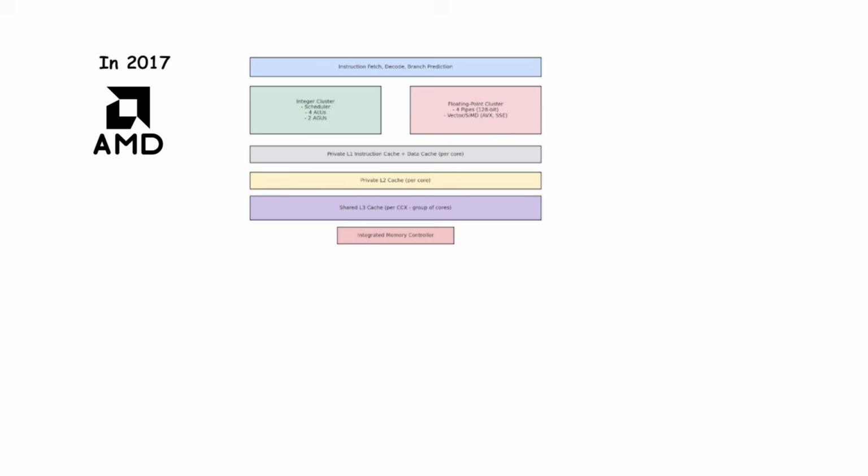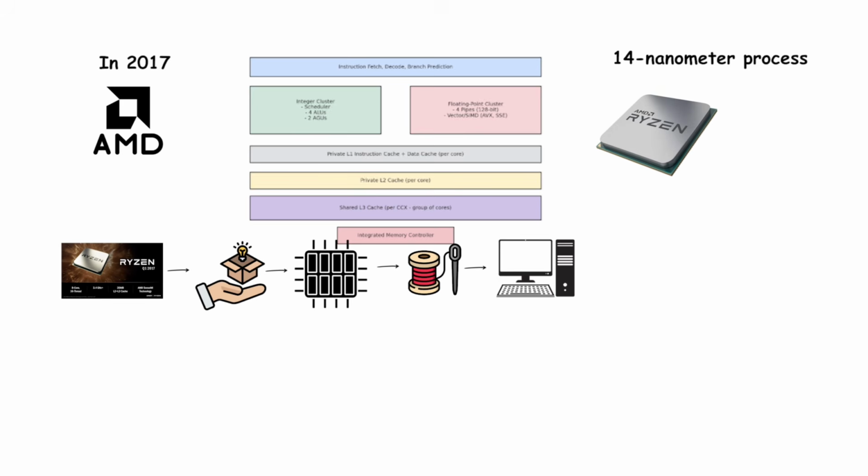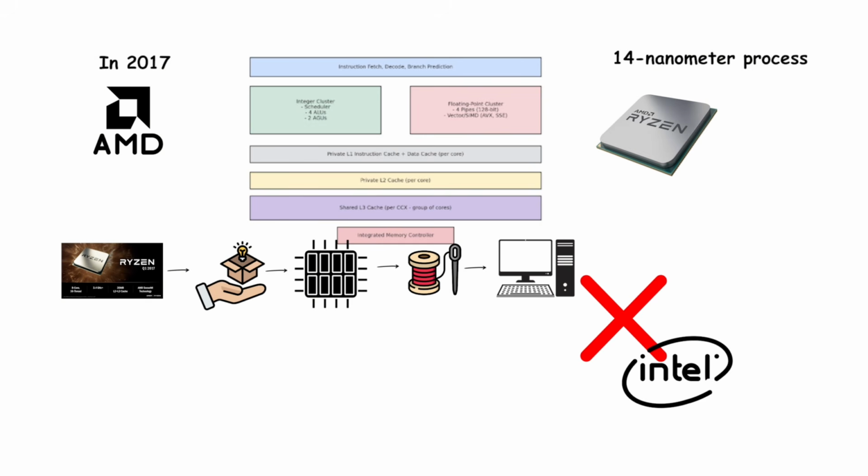Zen 1. In 2017, AMD made a major comeback with the launch of the Zen architecture under the Ryzen brand. Built on a 14-nanometer process, Zen processors offered up to 8 cores and 16 threads for mainstream desktop users, something Intel was not offering at the time.